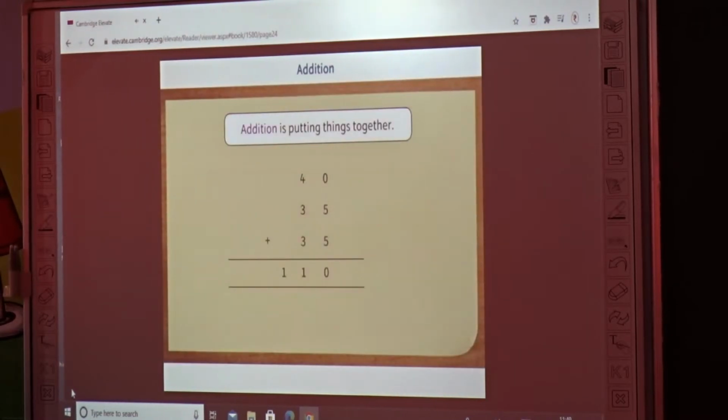Addition is putting things together. Look at this addition. The numbers that are added are the addends. The sum is the result of the addends.